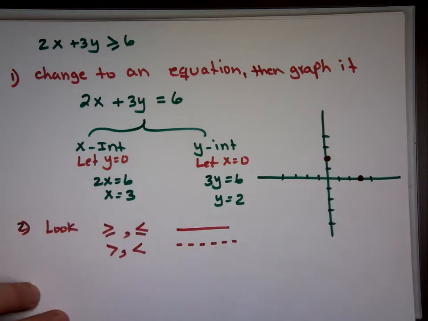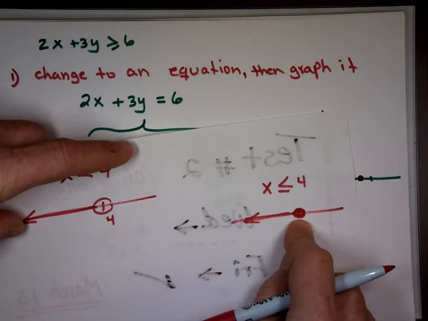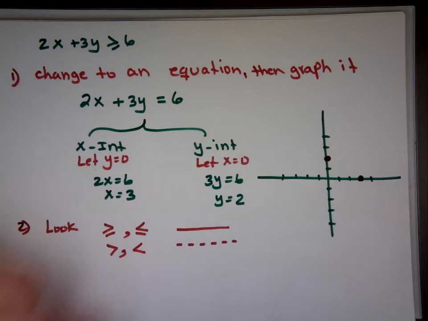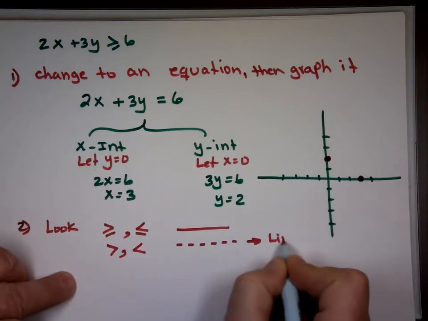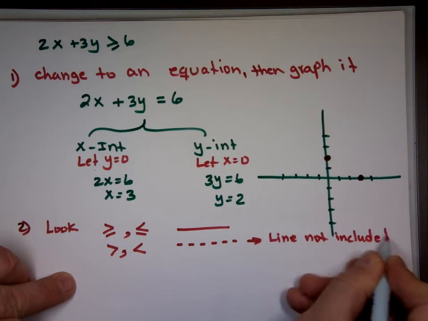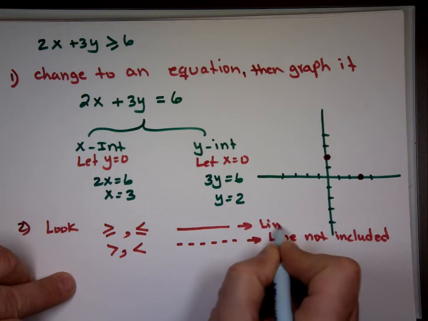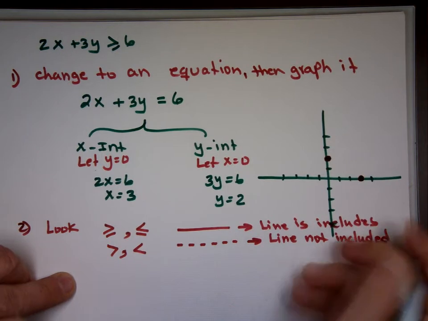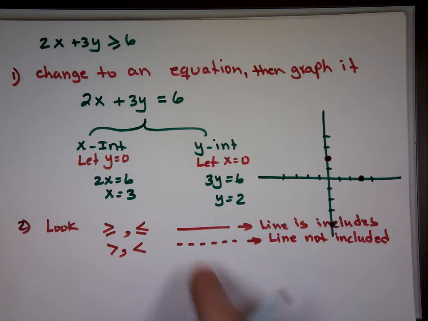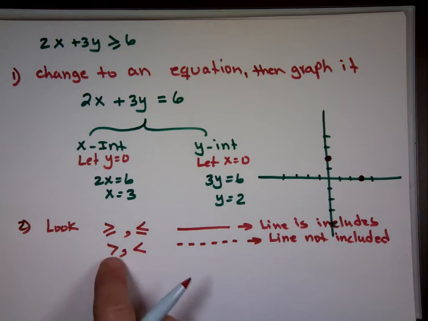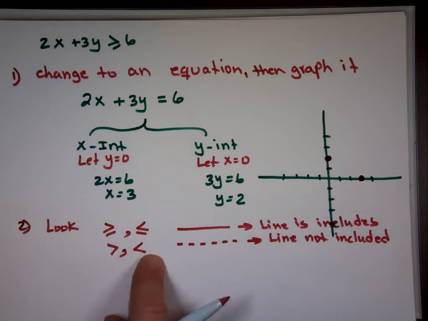A solid line means the line is included in my solution, just like having a closed circle, a solid circle. A dotted line means the line is not included. That's equivalent to an open circle. So here the line is not included in the solution. This is the line itself is included in the solution. So the same as solid circle and open circle. When the line is solid, because it says greater than or equal to, that means that line has to be part of the solution. This one says the line cannot be part of the solution. There is no equal. We use the dotted line.